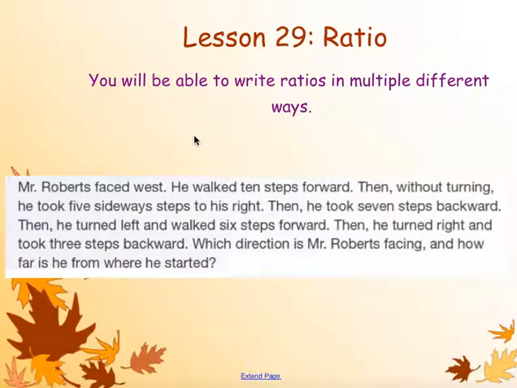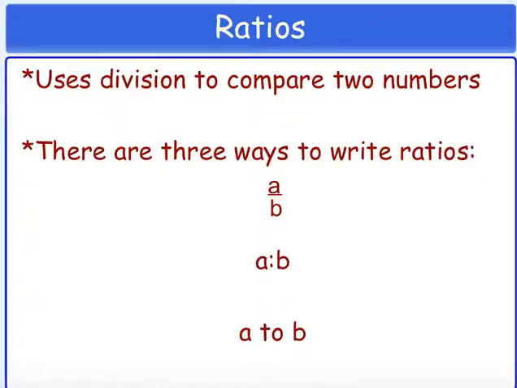Course 3, Lesson 29 and Lesson 30. So in the first one, we're going to be looking at ratios. Your goal is to be able to write ratios in multiple different ways. And then in Lesson 30, we're going to be looking at repeating decimals. But first, let's talk about our ratios.